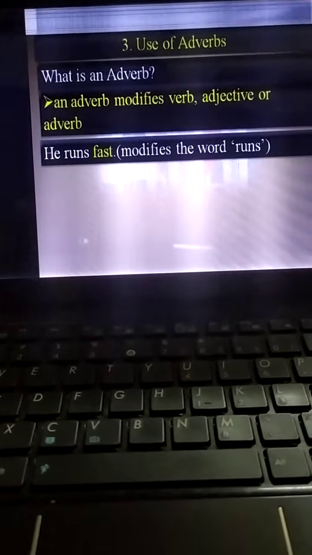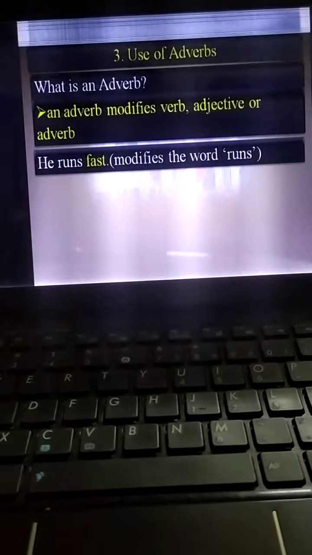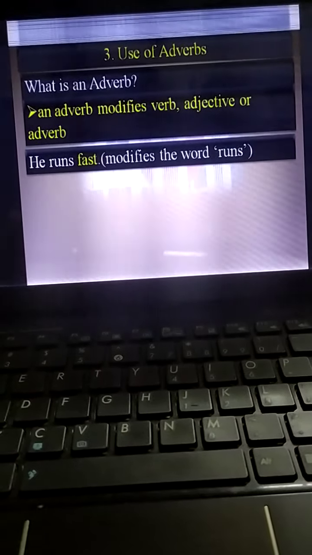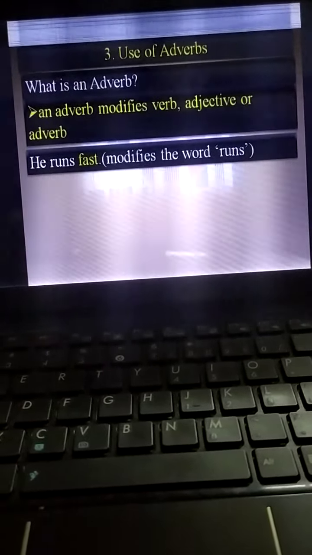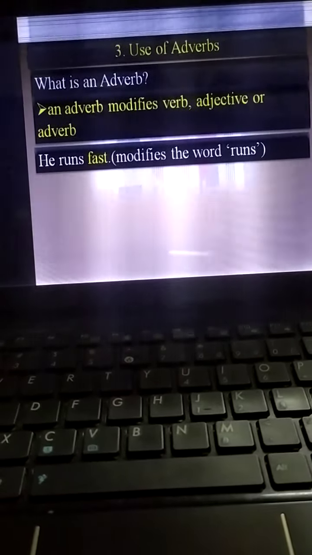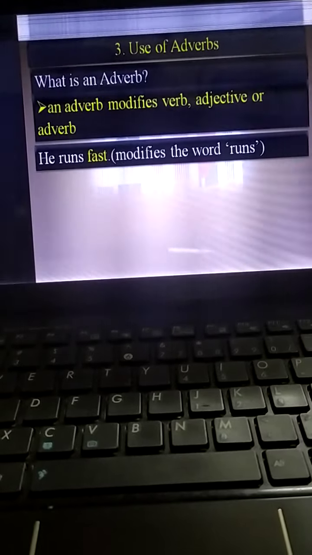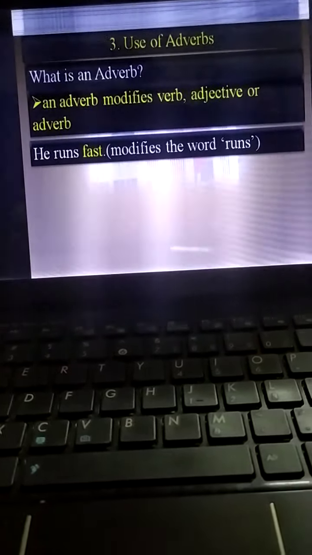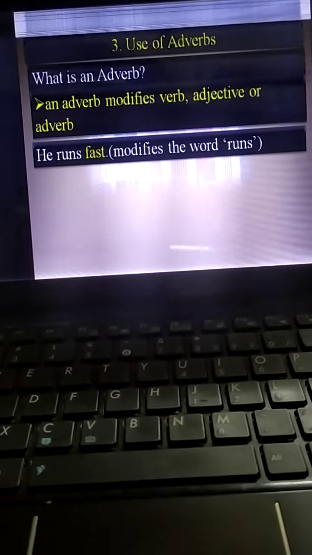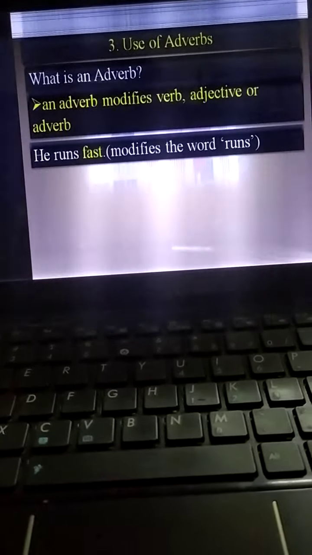He runs fast. Look at this. He runs fast. Fast modifies the word runs. The word fast is an adverb, and it modifies the word runs. Runs is the verb of the sentence. Therefore, adverb modifies the verb. In this sentence, the adverb modifies verb.